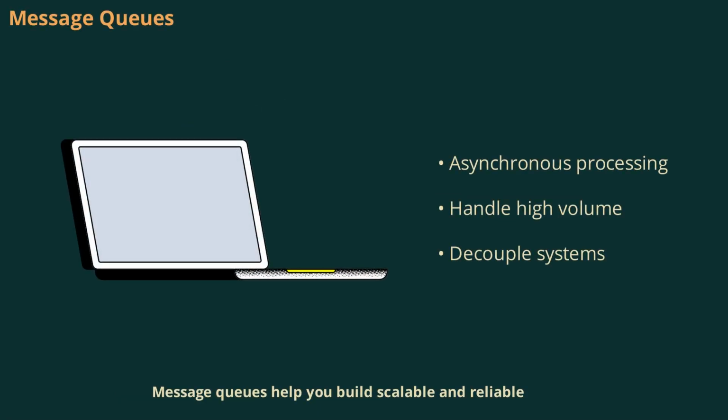Message queues help you build scalable and reliable backend systems by decoupling different parts of your application. Tools like RabbitMQ and Kafka allow you to process tasks asynchronously and handle high volumes of data efficiently.